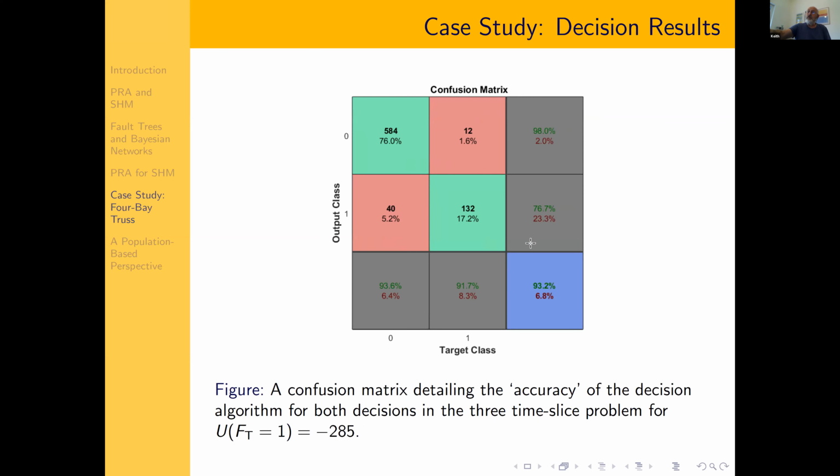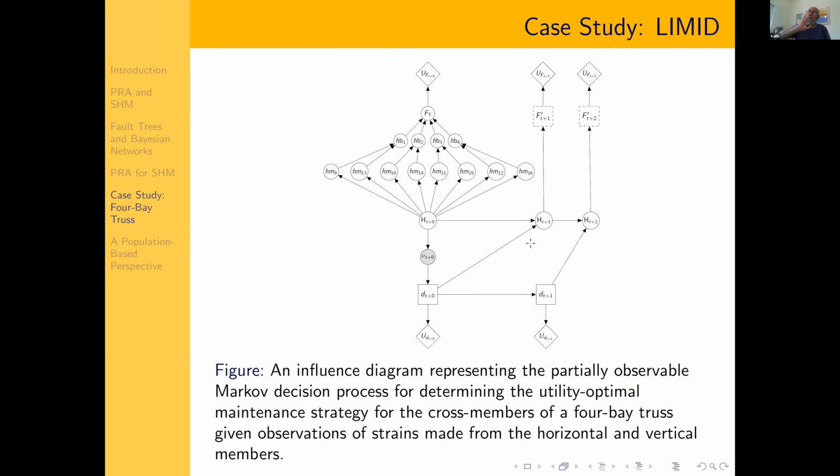Now, what we want to do is take the classifier, the weather forecast, and embed it in this big influence diagram that considers what happens over 3 days. We have to make 2 decisions about whether to do nothing or to perform maintenance. And that's based on utilities.